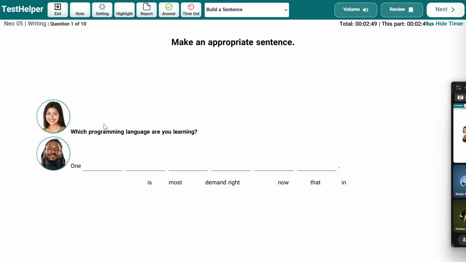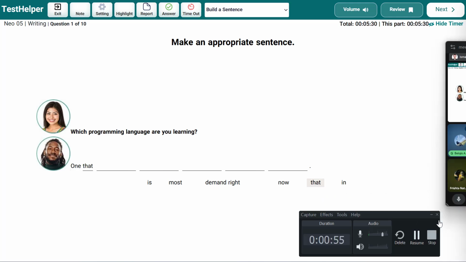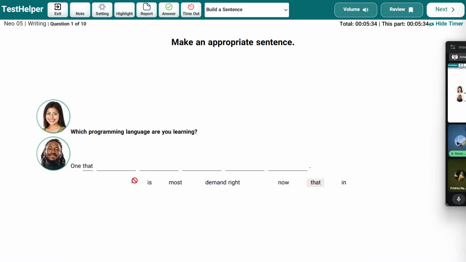So the first is build a sentence. Here it says, which programming language are you learning? Now go ahead and do it. So here we have one that is, there must be a verb, okay? And then we have right now. One that is in most demand. Now it is the answer to this first question. So let's go ahead to the second one.